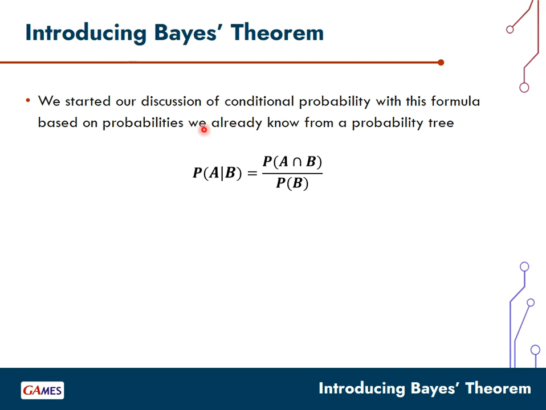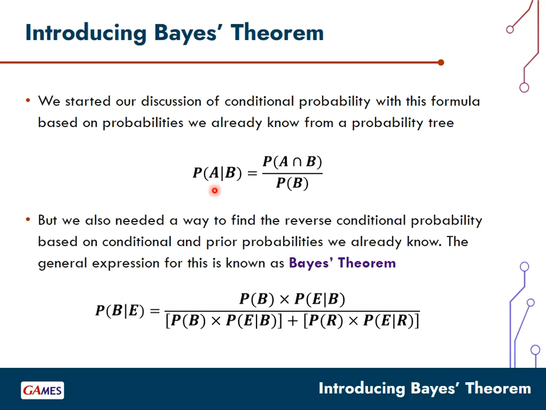Before I get to posterior probability, our discussion of conditional probability started with this formula, when we were working with the information on a probability tree to obtain this conditional probability A given B. After we counted the number of outcomes in A intersect B and got the probability of the occurrence of that event, we now look at a scenario where we want to get a reverse conditional probability of B given A. So how are we going to express this conditional probability based on this reverse conditional probability and the probabilities that we already know? The expression for this is what you know as Bayes theorem.